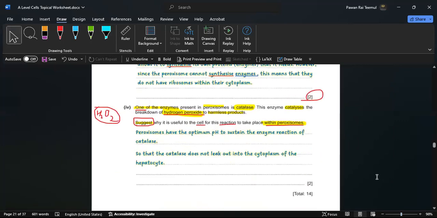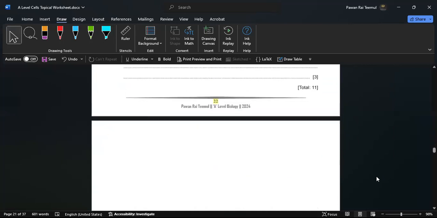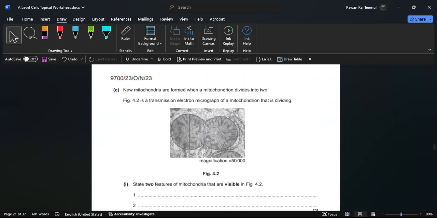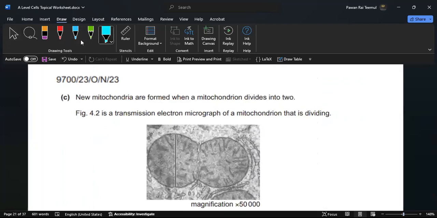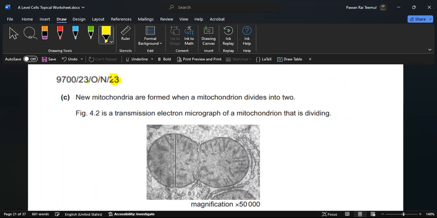Now we are reaching the culmination of this paper, with here being our last question. Let us quickly see this last question. It is the 2023 paper of the October-November series, the third variant of paper 2. It says new mitochondria are formed when a mitochondrion divides into 2. That's very interesting, isn't it?